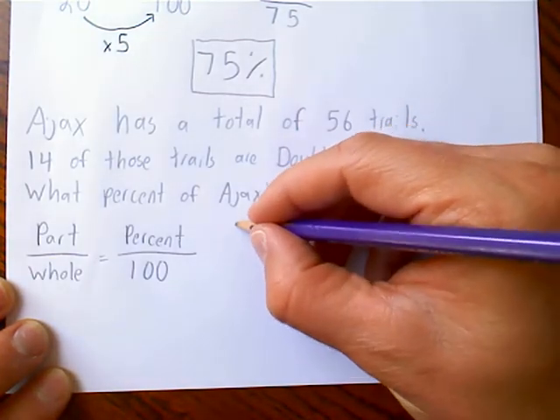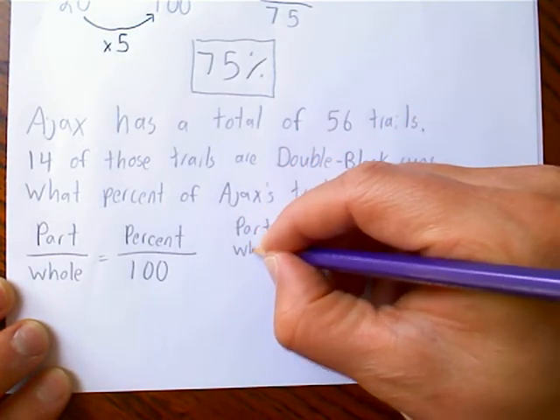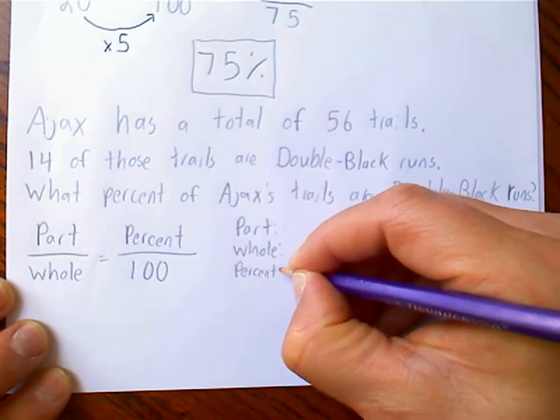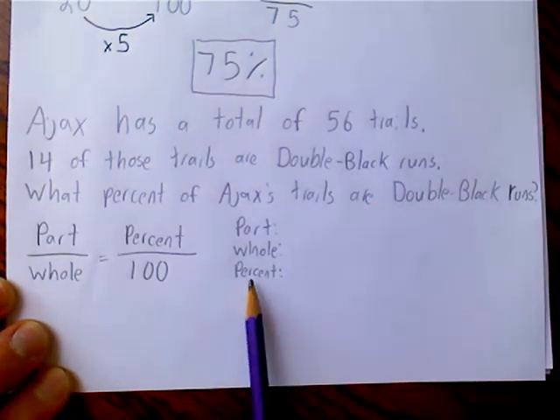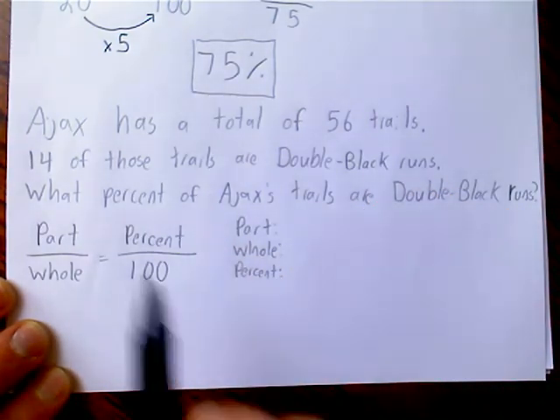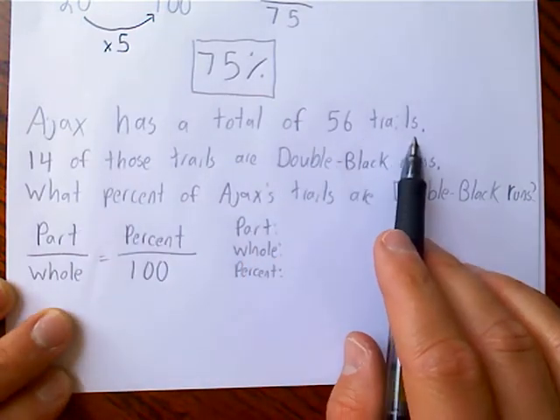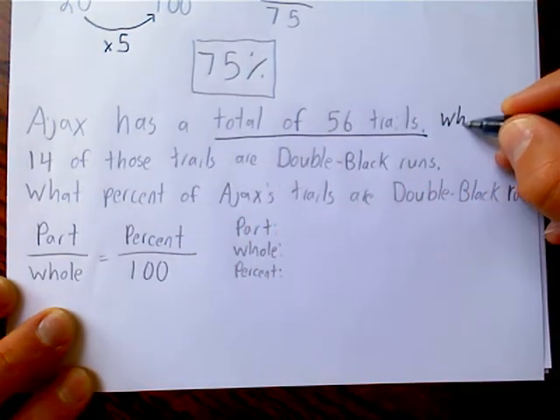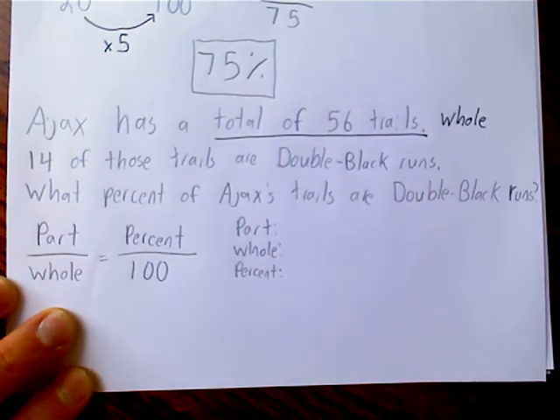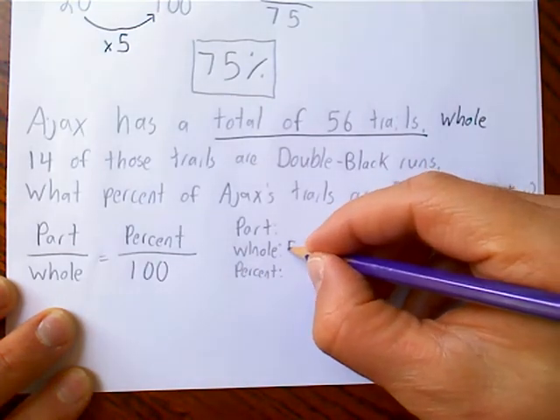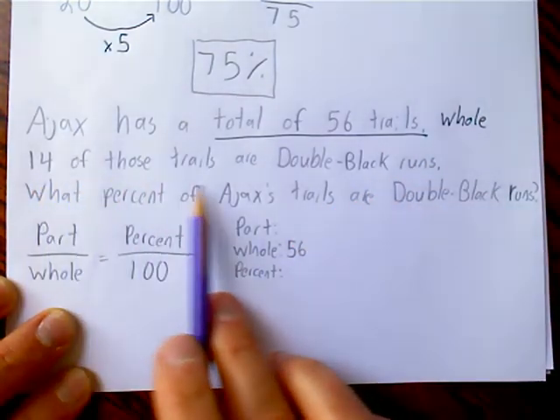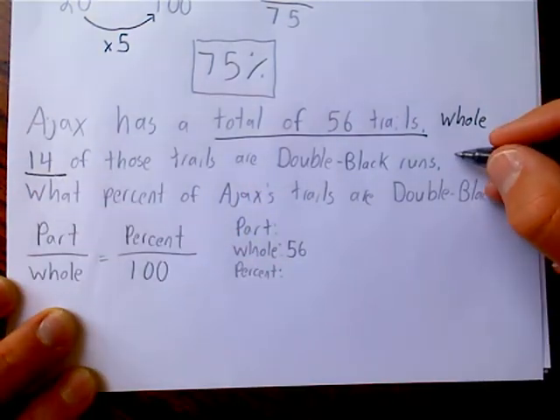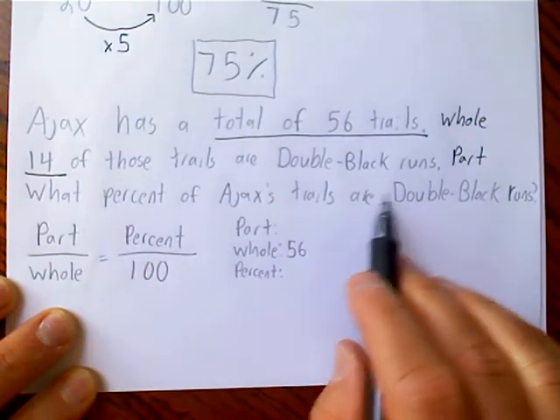Okay, now let's figure out what the part, the whole, and the percent actually are. To figure this out, we got to go back to the problem. Ajax has a total of 56 trails. Awesome. There is our whole. So I'm going to write that in my whole place. Keep track of all this stuff. 56. 14 of those trails are double black runs. So 14 is the part for this problem.